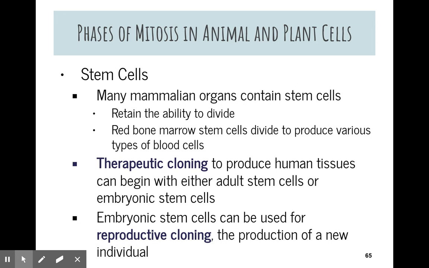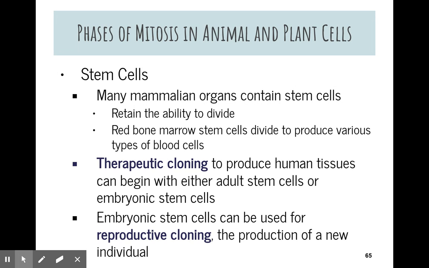All of us have what are known as stem cells. Many mammalian organs contain stem cells. Basically, stem cells, you guys, are like master cells. These are master cells. They retain the ability to divide. Red bone marrow stem cells divide to produce various different types of blood cells.